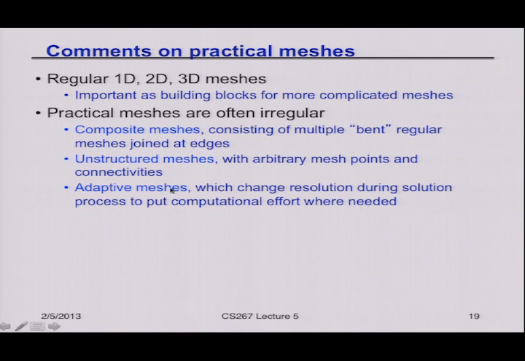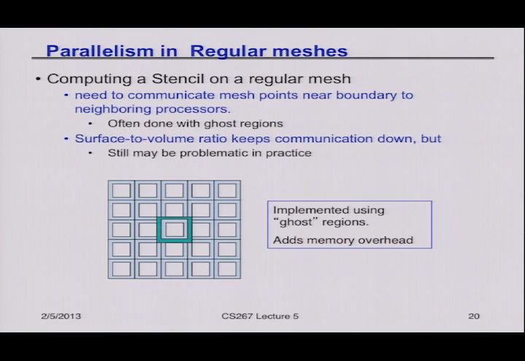And then finally, you have adaptive meshes, because the physics is changing from time step to time step, and you have to change your mesh to match it. So let me just give you some pictures of these things. And so here is just our regular mesh again, so you're just talking to your nearest neighbors. So how do I take one of these things and combine it to make something more irregular?